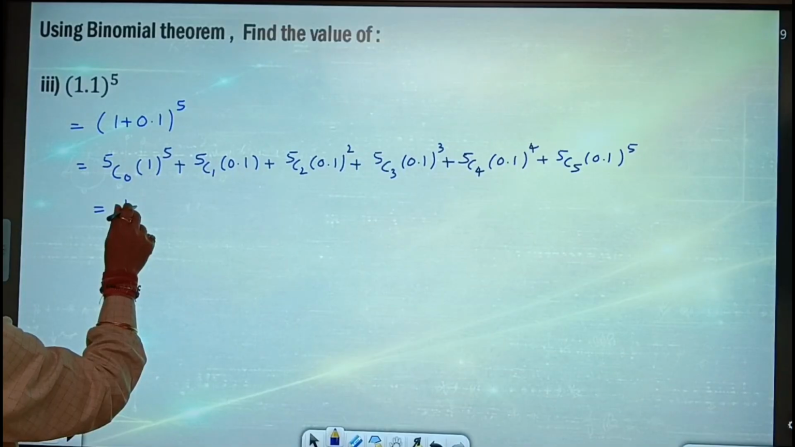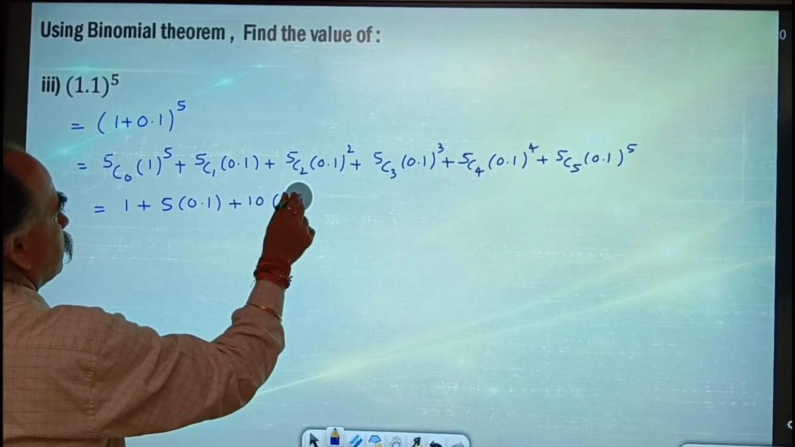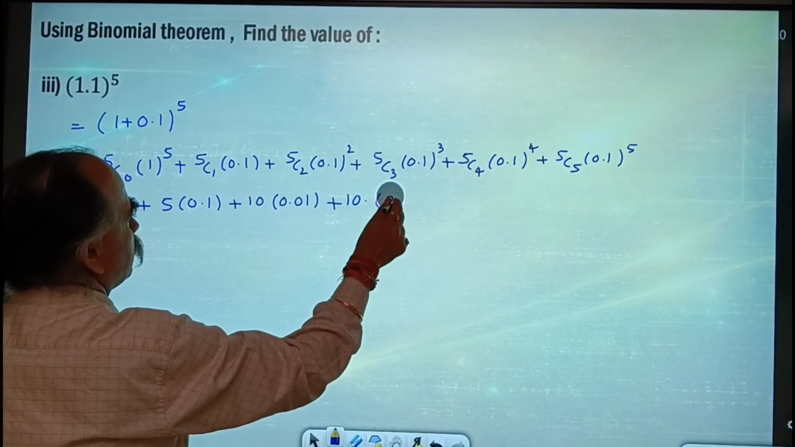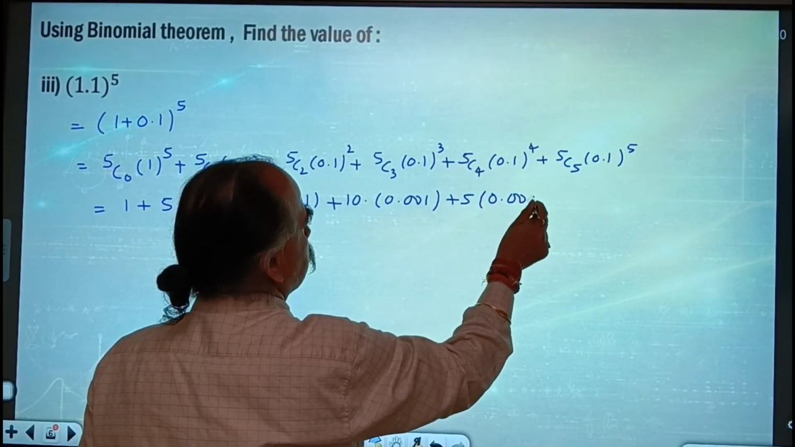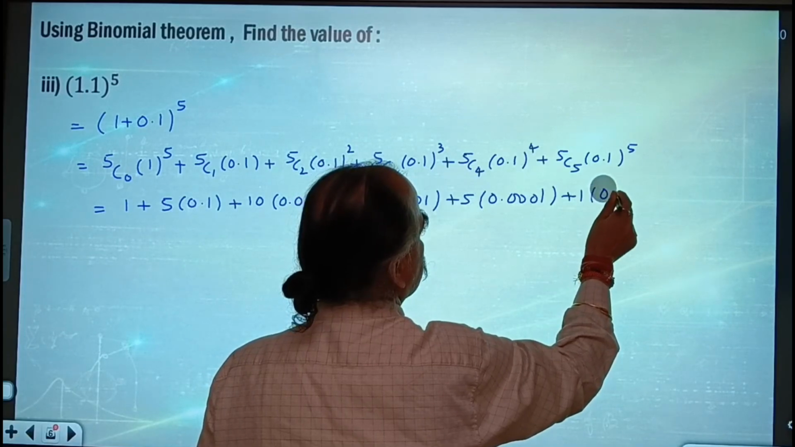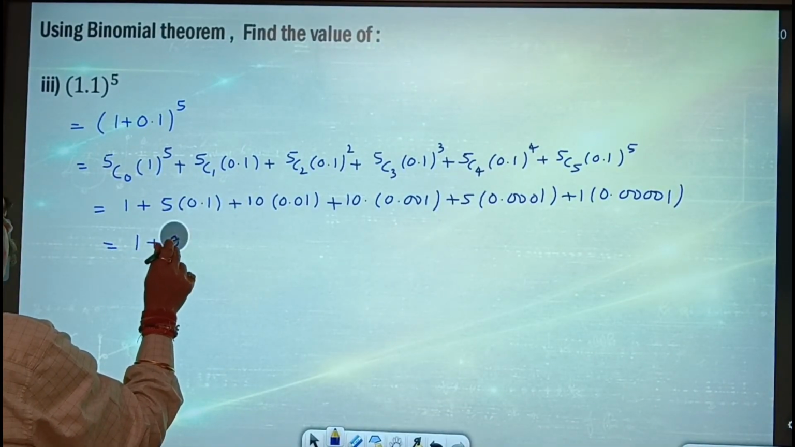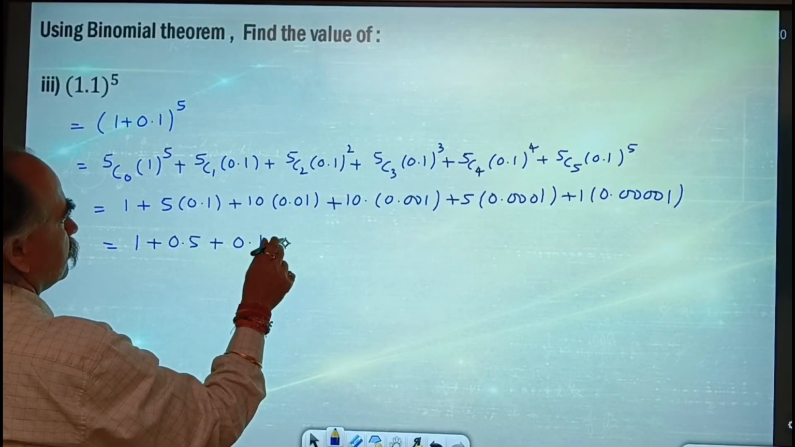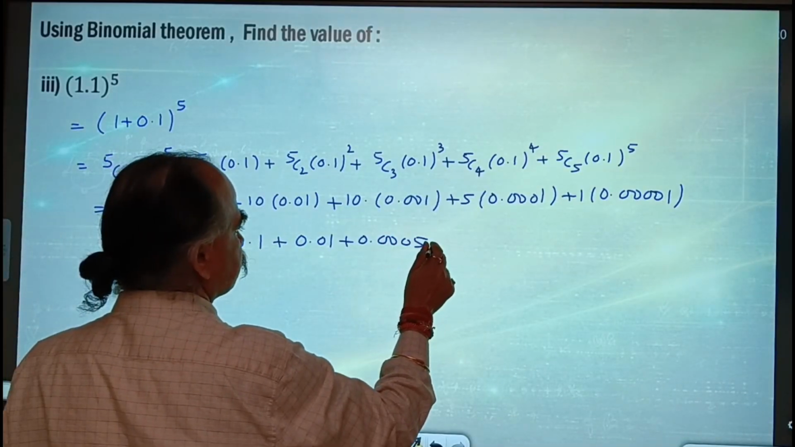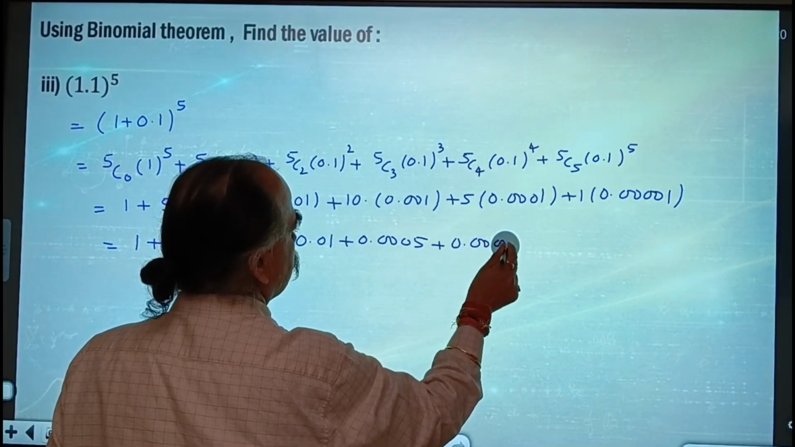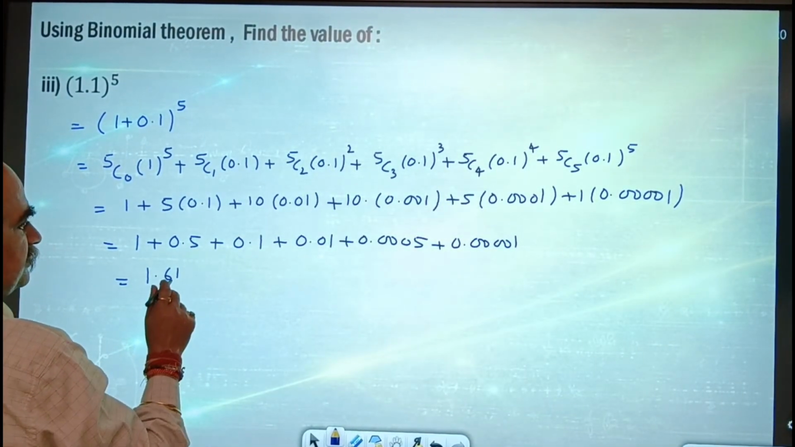5C0 is what? 1, plus 5 into 0.1. 5C2 is what? 10, plus 10 into 0.001. 5C4 is what? 5, times 0.0001. 5C5 is 1. This will give you 1 plus 0.5 plus 0.1 plus 0.01 plus 0.0005, plus, add them, then we get 1.61051.